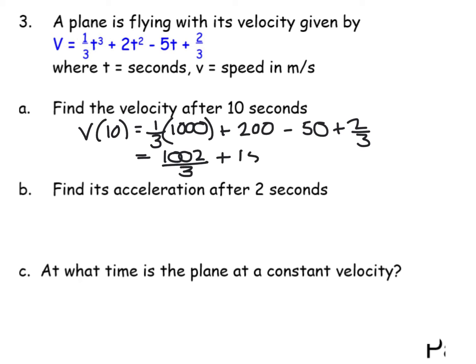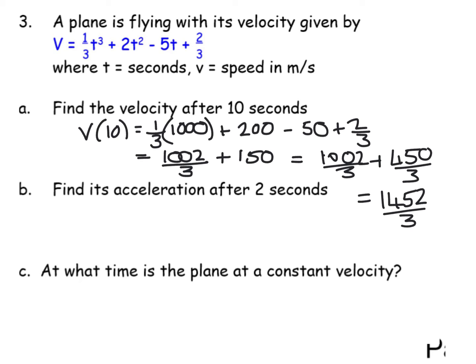Now you could go to your calculator here. I don't have a calculator handy, so I'm going to turn it all into thirds. So I have 1,002 thirds plus 450 thirds, which is 1,452 over 3. And I've just done that calculation very quickly, and it works out to be 484 metres per second.